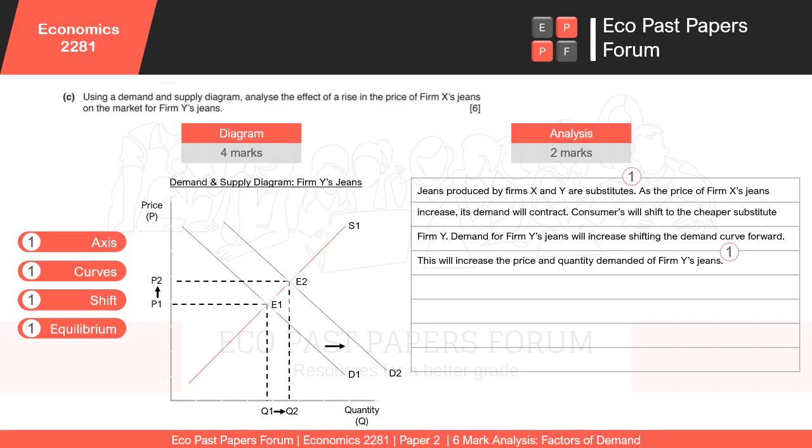So for identifying that these products are substitutes, I get 1 mark, and to show the effect of the curve shift on the equilibrium price and quantity, I get yet another mark. Those are the 2 marks for the analysis. You should time yourself and you will see that in a minimum amount of time you're able to produce a fantastic answer which is going to get you better marks.